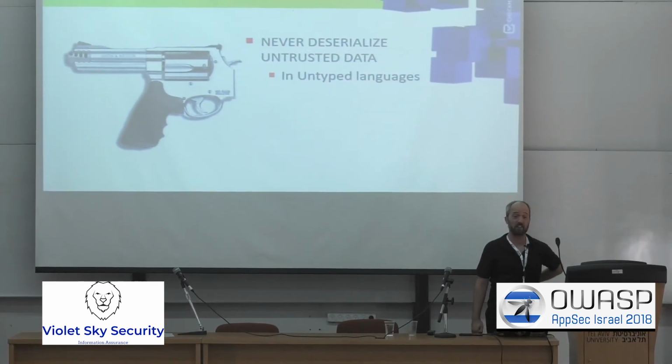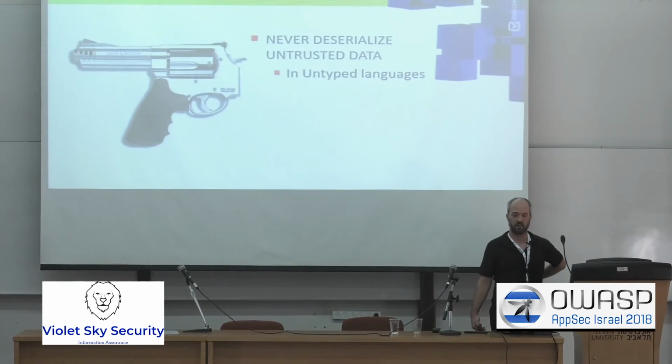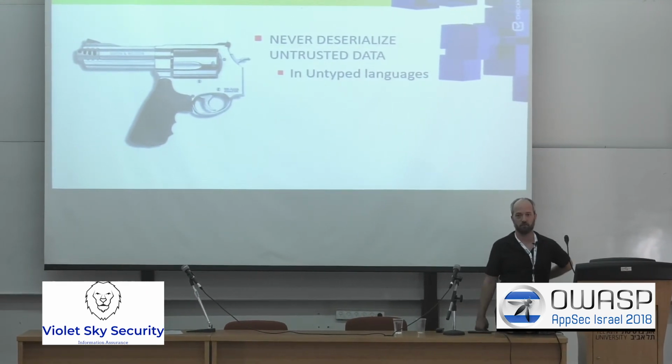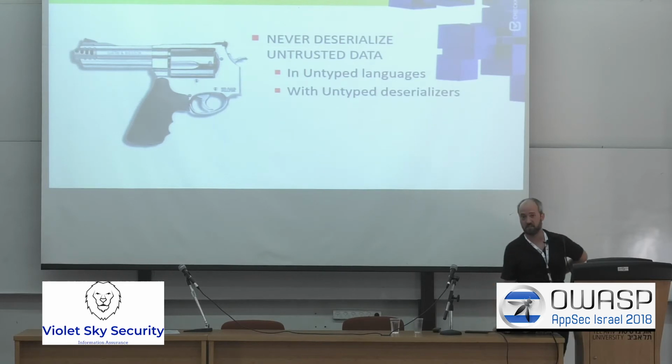In untyped languages, this is even more so the case. There are a lot of issues with deserialization in untyped languages, and also the idea of untyped deserializers. As you could see before, the declaration in Struts 2 for XStream is an untyped deserializer. There are no strict types that it is allowed to open. It can open all of them that are available to it, and that is a risk.